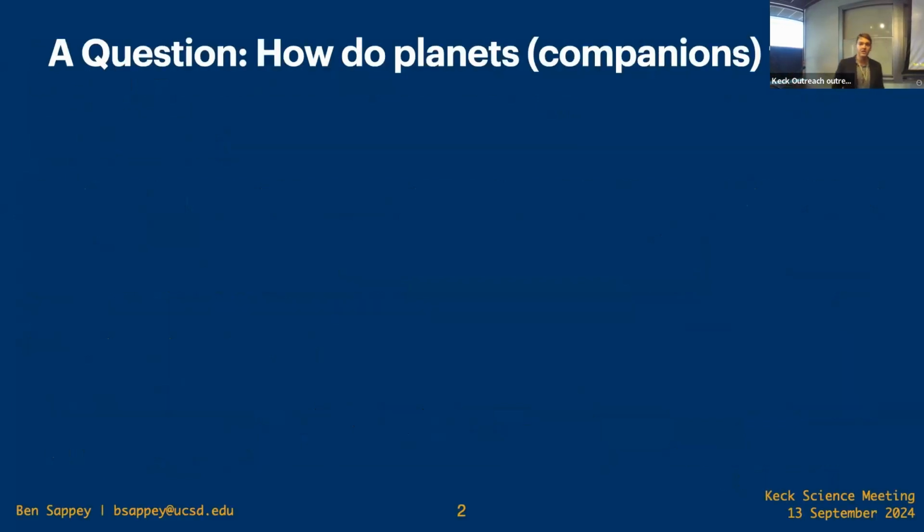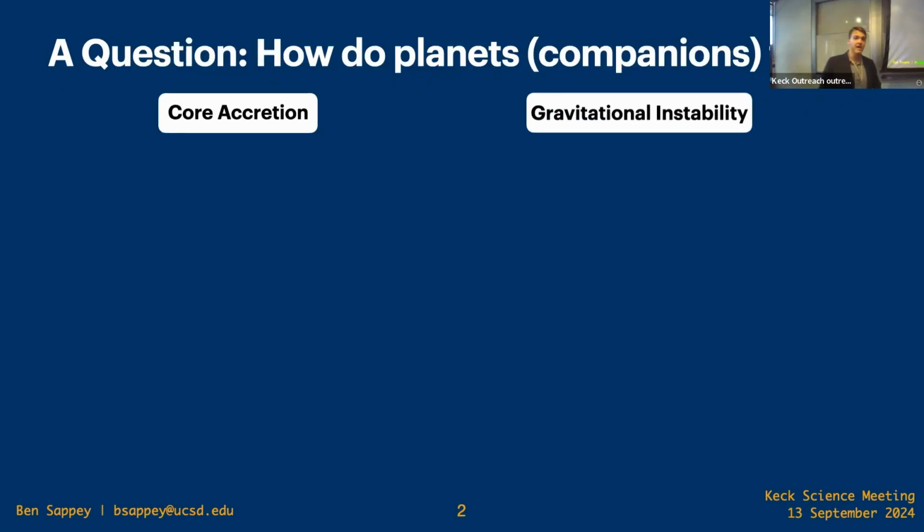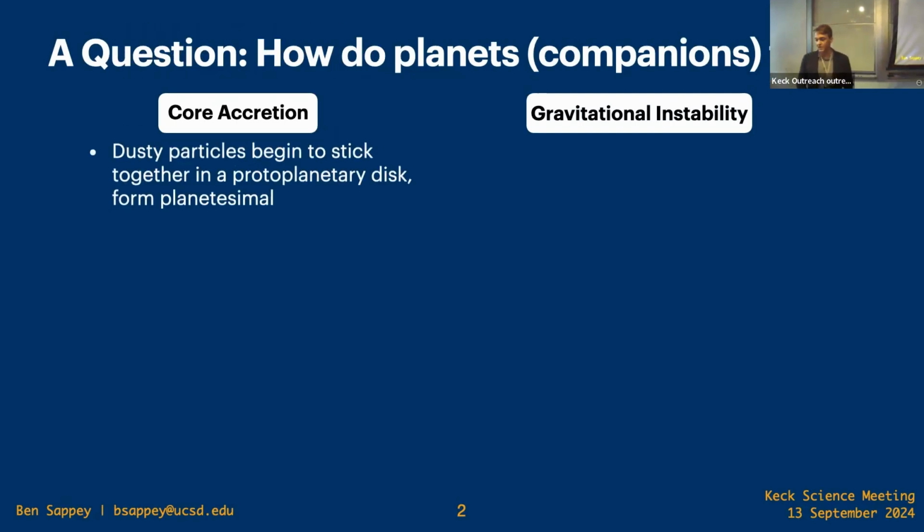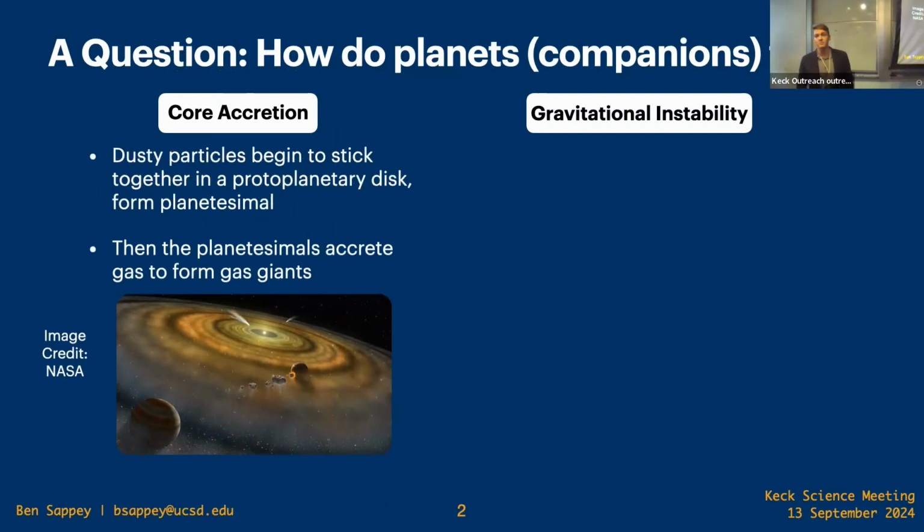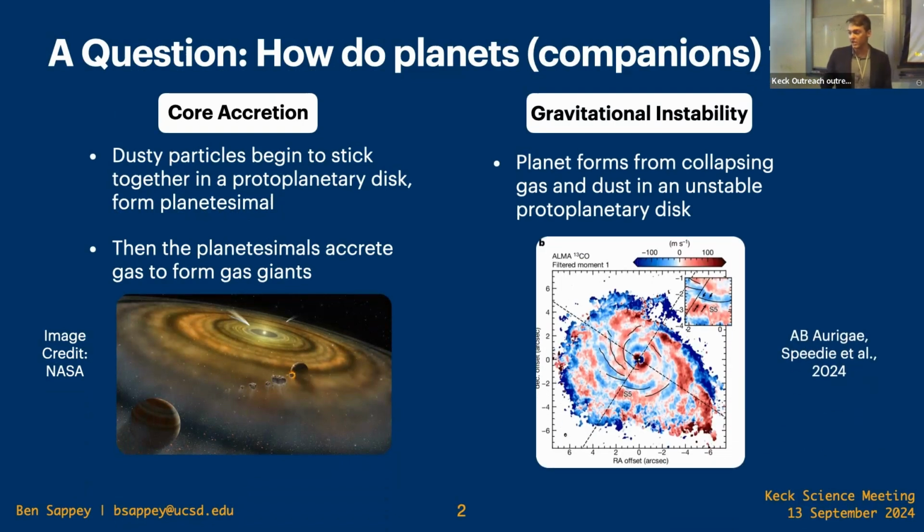So an open question in the field of exoplanet sciences is the formation of gas giants, and two mutually inclusive theories about their formation in protoplanetary disks are core accretion and gravitational instability. In the core accretion scenario, dusty particles begin to stick together and form planetesimal bodies. And then if you're creating a gas giant planet, they then accrete gas to form that planet. On the other hand, gravitational instability forms planets by gas and dust collapsing from an unstable protoplanetary disk.